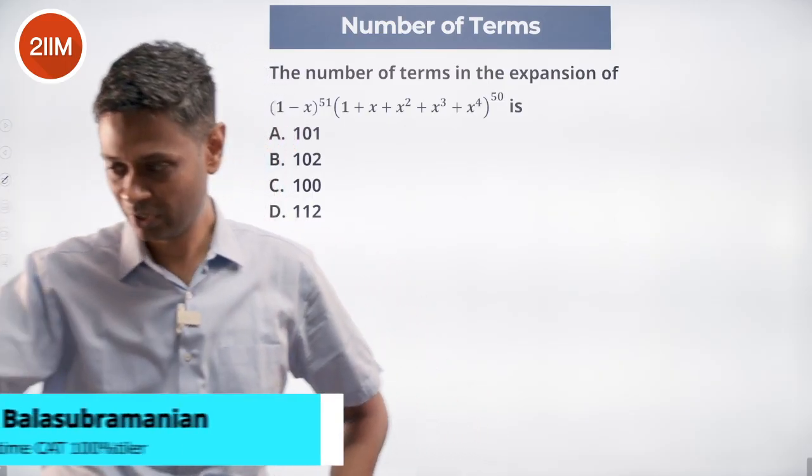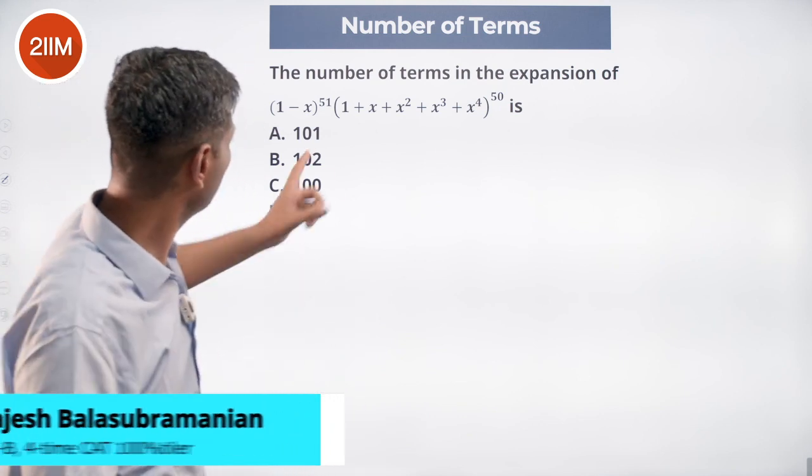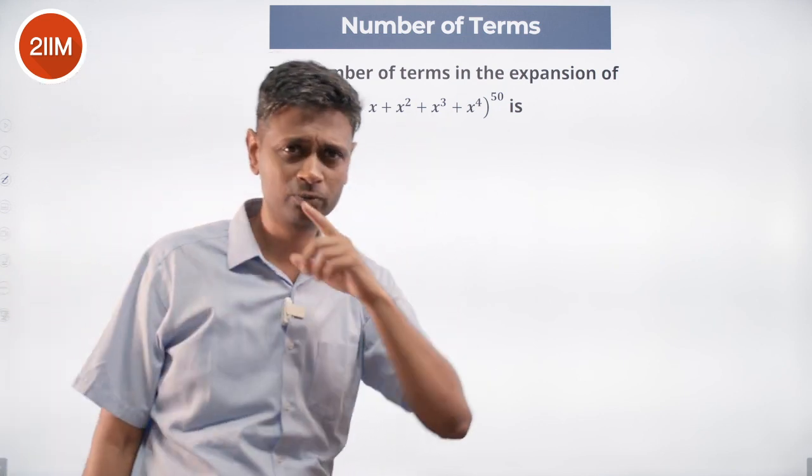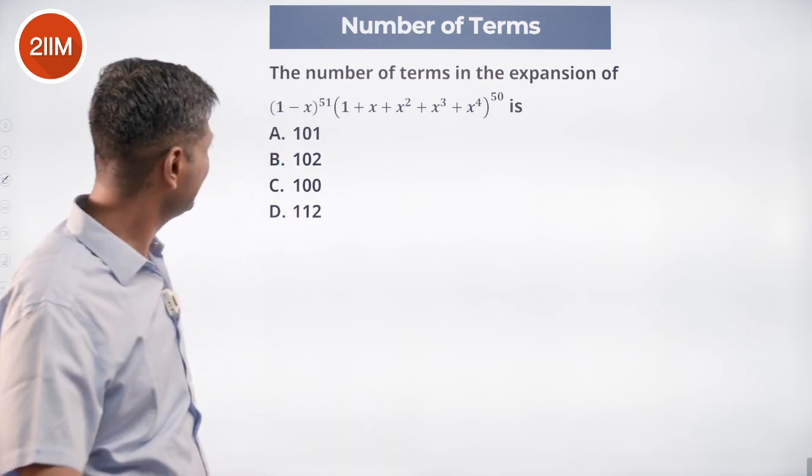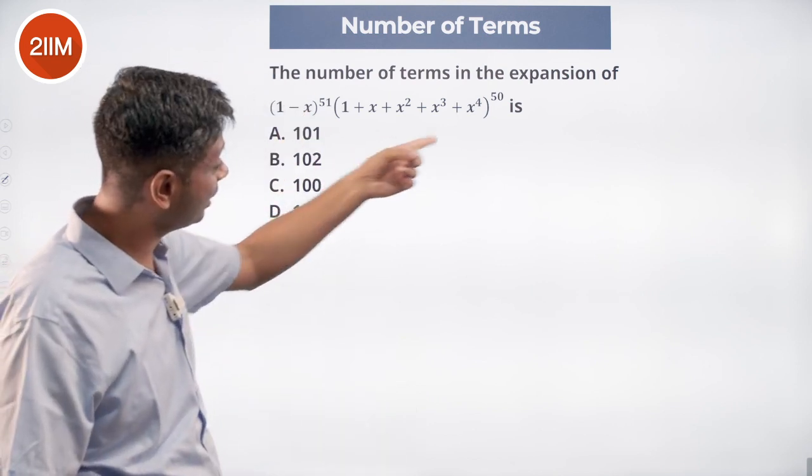Move to this beautiful question. To start with, we need to understand this 1 plus x square plus x cube plus x power 4. And how do we get that? There's a 1 minus x whole power 51 here and power 50 here.